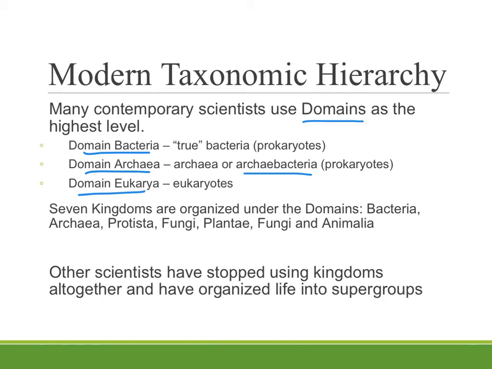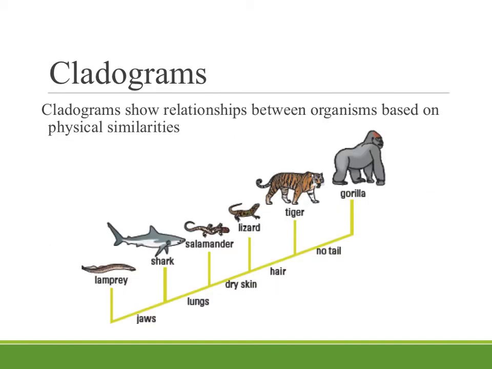Then the kingdoms are organized under the domain, so we have the familiar bacteria, Archaea, protista, fungi, plantae, plants, and Animalia. Oh, I put fungi in there twice. Ignore the second time there. Other scientists have stopped using kingdoms altogether, and they have organized life into supergroups. But that's all I'm going to tell you about them, because it's a little more complicated for what we need to do. You may also see organisms organized into cladograms.